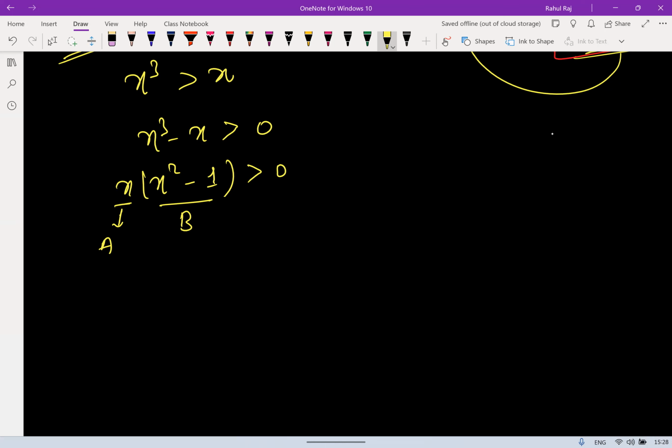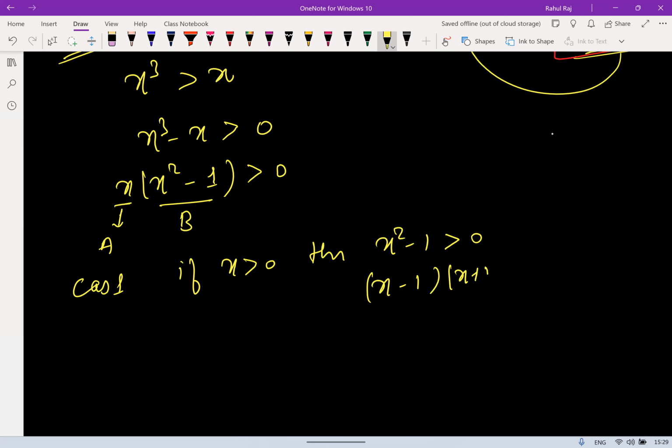Now this is A and B. Now I'll take two cases. Case 1. If AB greater than 0, what does it mean? The sign of AB can be both positive, or both negative. So in case 1, if x is greater than 0, that is if A is greater than 0, then x squared minus 1 should be greater than 0. Simple logic. And what do I mean by x squared minus 1 greater than 0? That is x minus 1 into x plus 1 should be greater than 0. What does this mean? This means that x is less than -1 or x is greater than +1. Am I right? Yes or no?